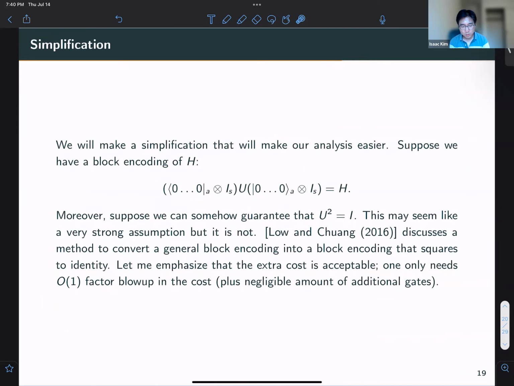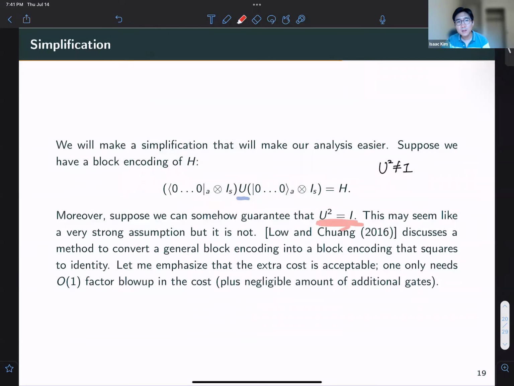And to explain the key ideas behind this, I will make a simplification. So far, I showed you very explicitly that we have a unitary U, which is a block encoding of H. So I constructed that using select and prepare operations. And it should be noted that generally speaking, when you do that, U squared is not an identity. Okay? So let me be clear about that. But I'm going to assume that we can somehow guarantee that U squared is an identity.